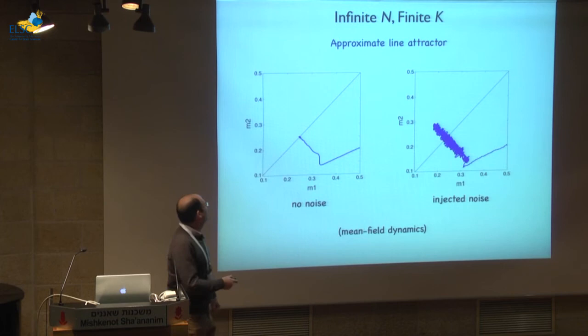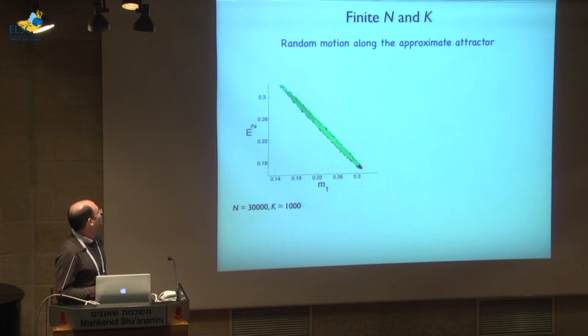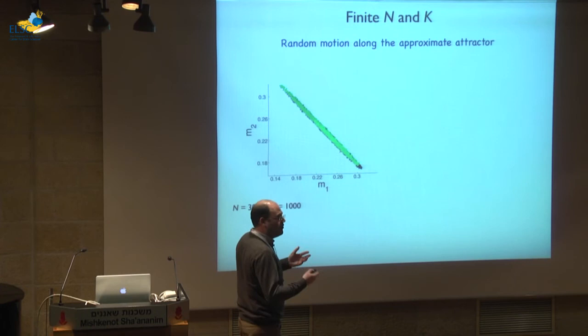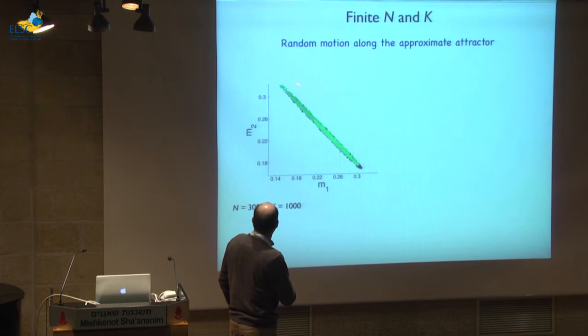Now comes the really interesting part, which is where we look at finite n, a finite number of neurons, and finite k. And now we don't know how to solve the mean field equations, but we can just simulate these networks. So here we see a simulation of 30,000 neurons, k is equal to 1,000. So it's 30,000 in each one of the populations. We have four populations. And when we look at the dynamics of the network, we see that it kind of moves around along this line of states.